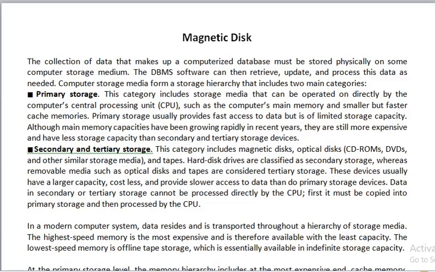Hello students, in this session we will study the secondary storage devices, and we will also study how these secondary storage devices are related to database technology. We know the concept of database technology, right? A database is nothing but a collection of logically related data.